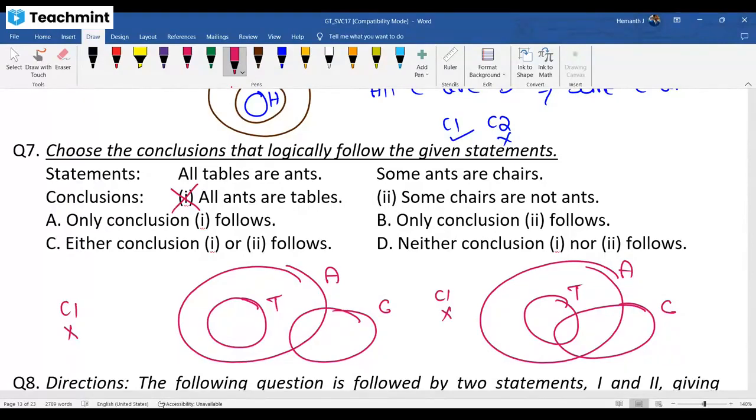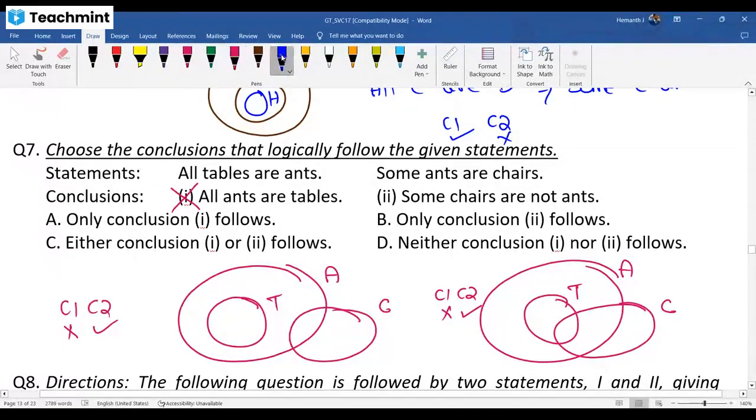No, listen, I can put it like this also. I'll go for one more diagram. Here you may think that yes, sir, some parts of shades are not in ants. Okay, people will answer B is the correct one. But listen, you check this diagram.